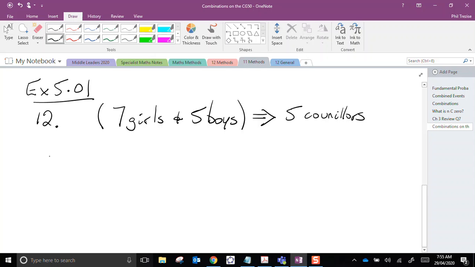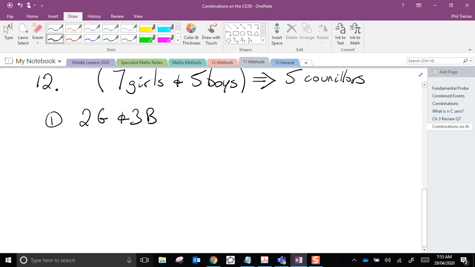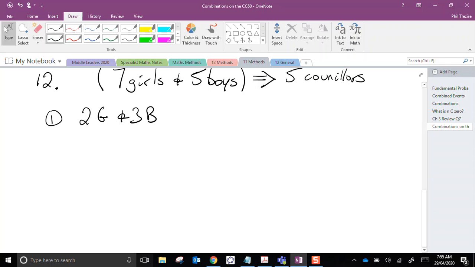So let's first of all consider if there were 2 girls, and if there were 2 girls out of the 5, there would have to be 3 boys. Now, what does that translate to? I'm choosing 2 girls out of 7. So that's 7C2. And I'm choosing 3 boys out of a possible 5. So that's 5C3.